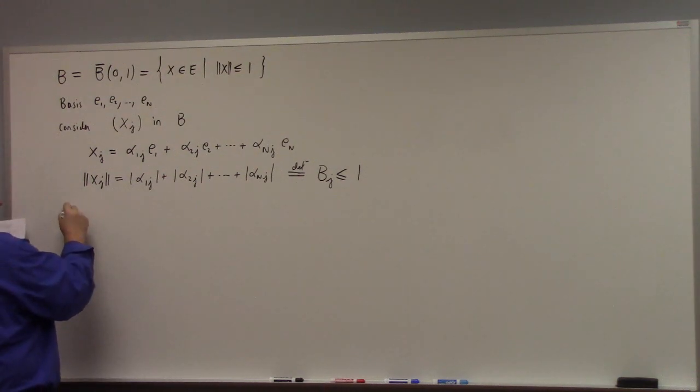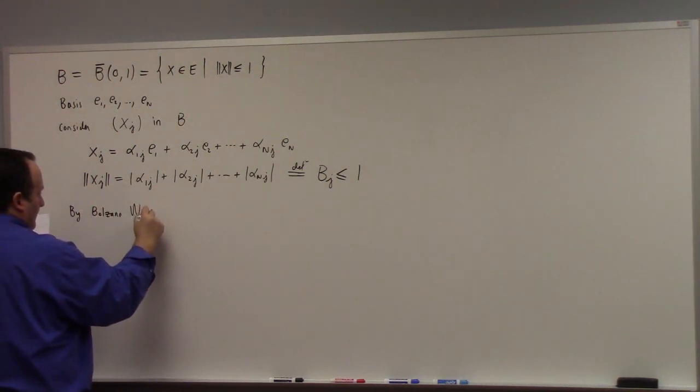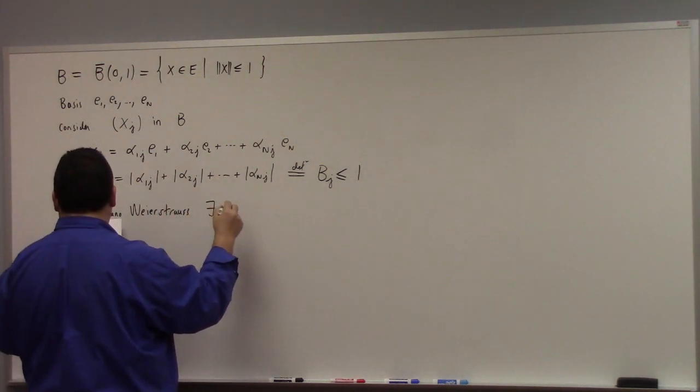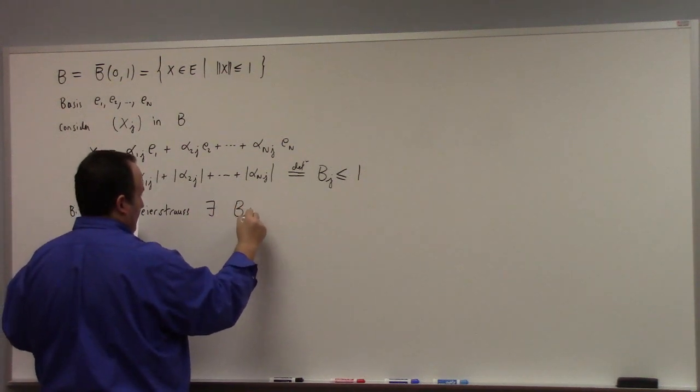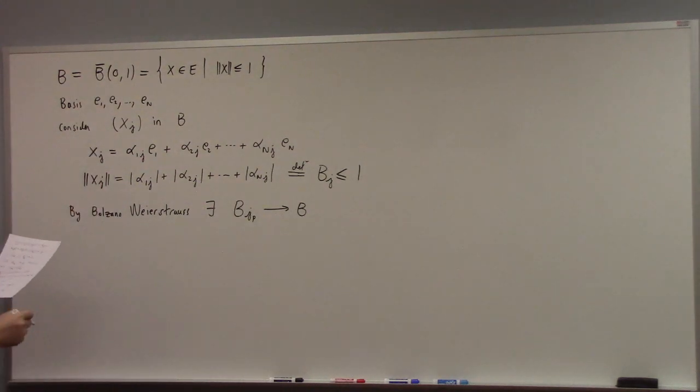Therefore, by Bolzano-Weierstrass, there exists a subsequence beta sub j sub p which converges to b, just some real number. It's convergent, is my point.